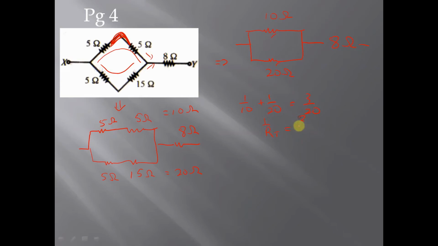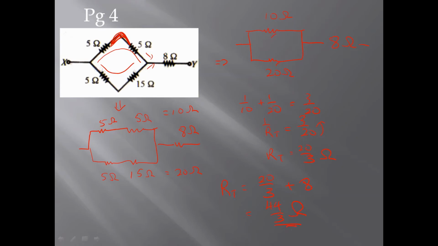So the total resistance is 3 over 20. Flip over. So R total becomes 20/3. If you do it with decimals, it will be very ugly, so I leave it as a fraction. After combining, you will get a series circuit. So the final answer of the total will be the 20 over 3 ohm plus the 8 ohm outside. So how much do you get from here? You get 44 over 3 ohm. That's the answer, or you can say it's 14.66666, or 14.67.